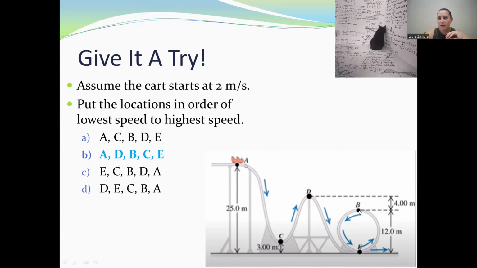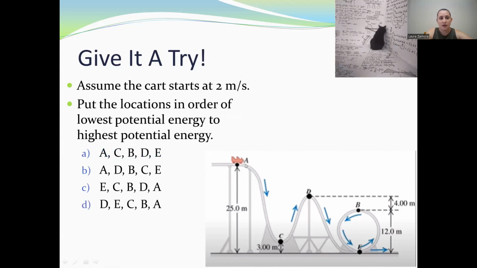B is sort of the peak of a hill. It's the top of the loop, right? And then you know that as you're moving down the loop, you're speeding up. You get faster and faster. Okay. So related question then, put the locations in order of lowest potential energy to highest potential energy.